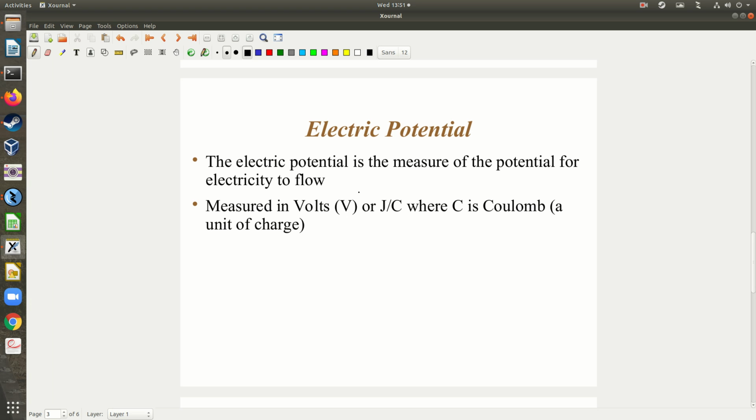So in most of the things that you see, these are batteries. And generally your higher voltage batteries are more dangerous because they have more potential for the charge that flows. So that's your electric potential.